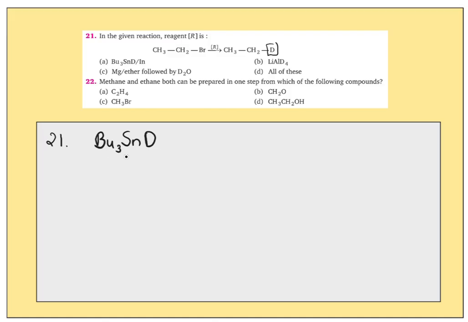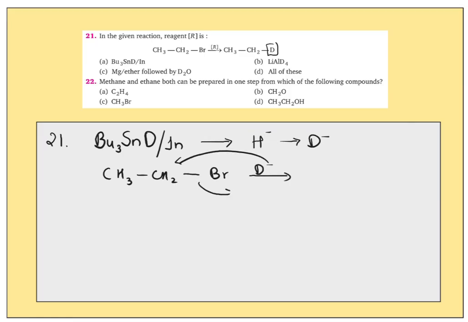Now the tributyl tin deuteride acts as a reducing agent. So we know a reducing agent provides H minus, but in this case since we have deuterium, we are going to get D minus. It acts as a reducing agent and it replaces the bromide ion. So it's undergoing substitution. You see that it attacks the carbon, the bromide will leave. So we are going to get an ethane with deuterium in it. So the right option can be A.